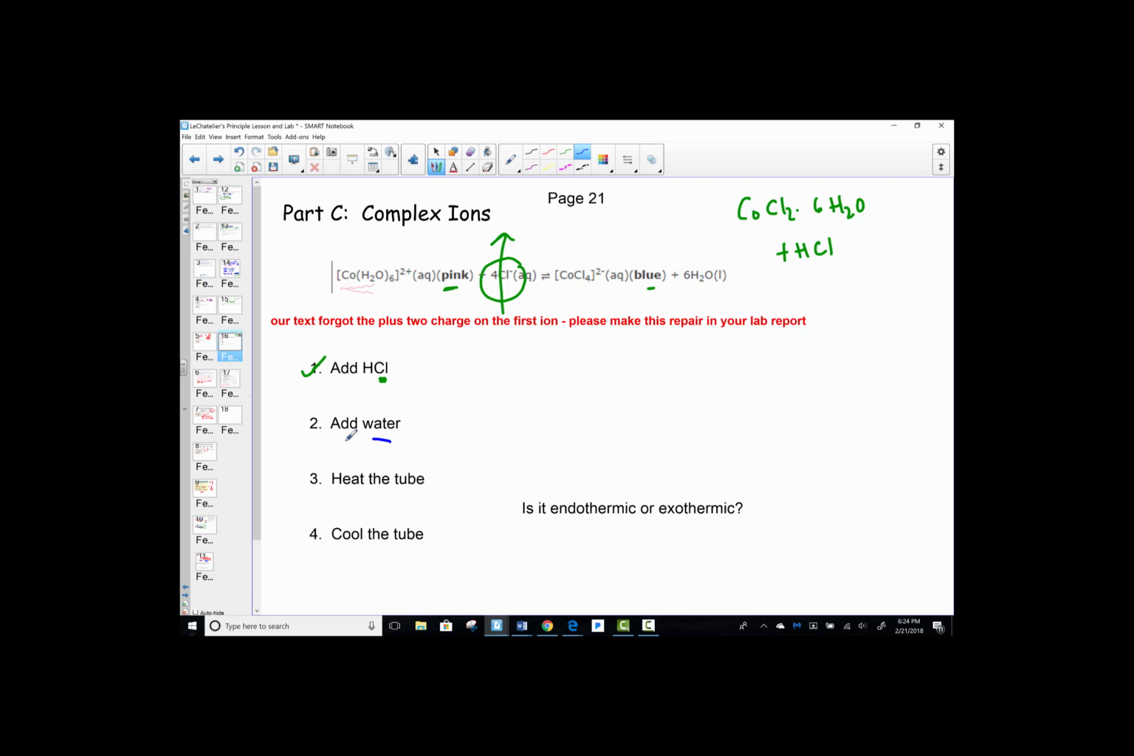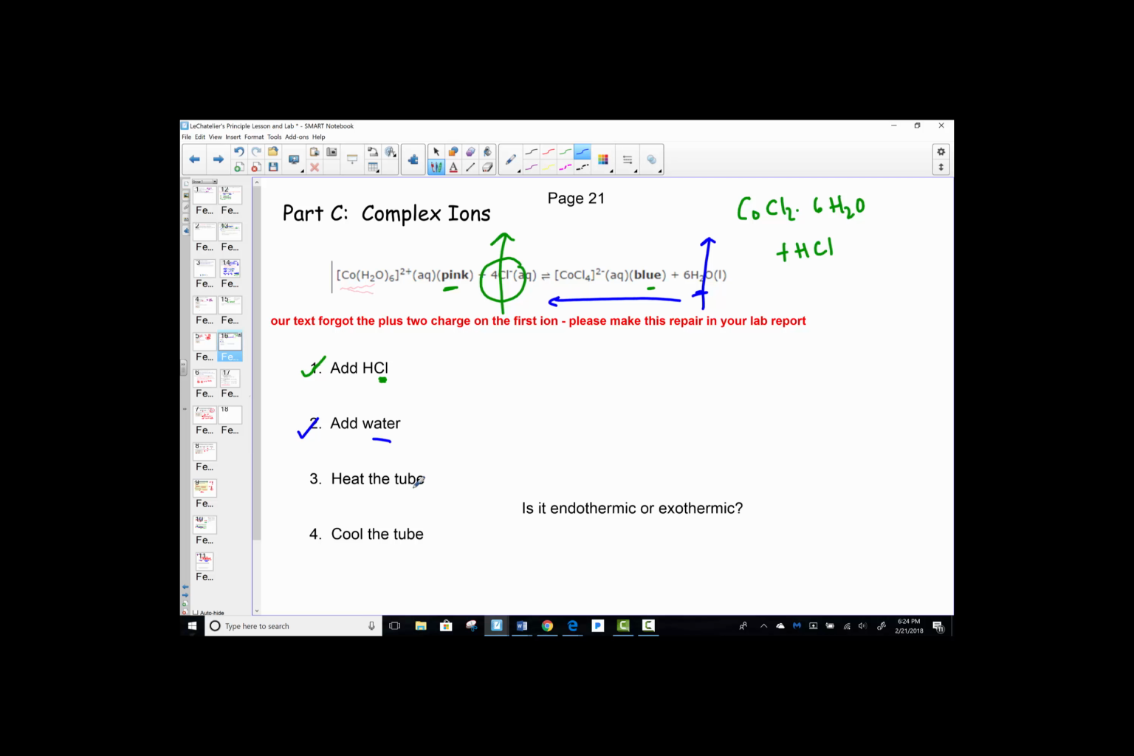If you add water, in the next test tube it says add a little water. Well, here's the water. This is the stress that you're creating on this equilibrium. What will the system do? Will it shift to pink or stay blue?